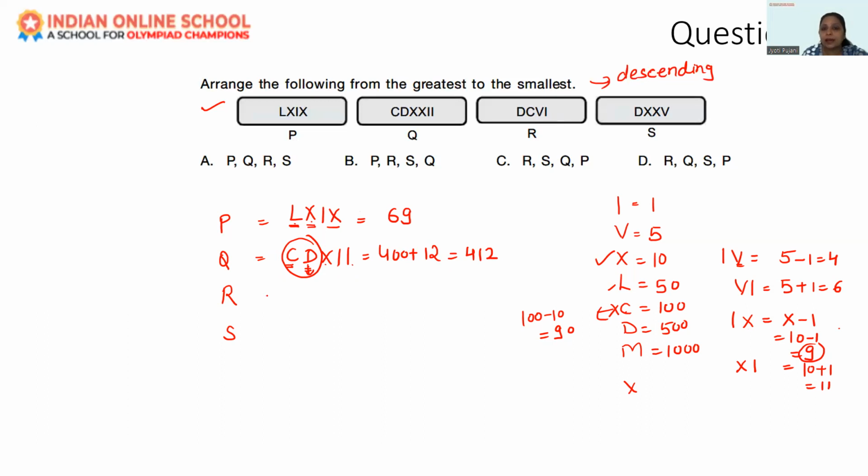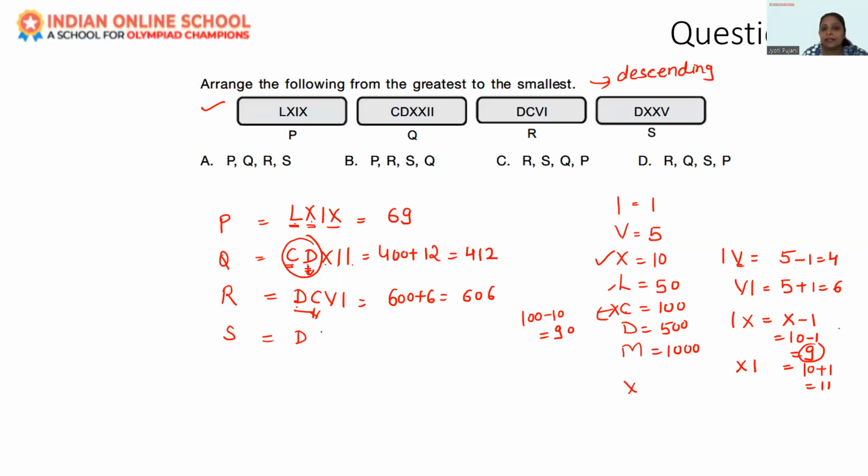After that, R. R is DCVI. Now tell me, it is DC, and C is on the right hand side. It means it will become 500 plus 100, so that's 600 plus 6. It will become 606. D is 500, C is 100, that's 600, and 600 plus 6 will become 606.